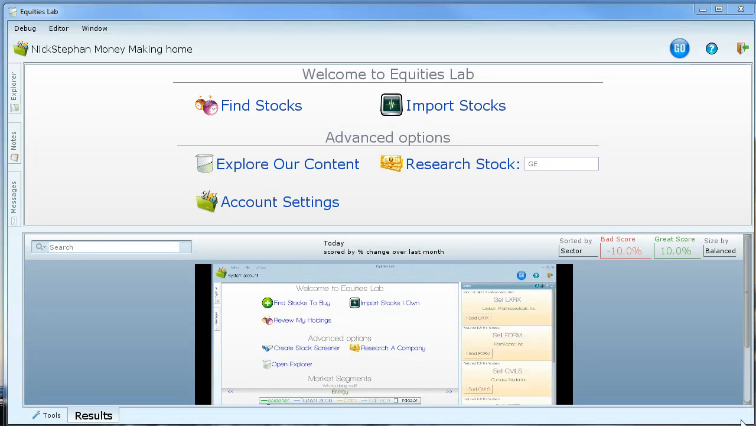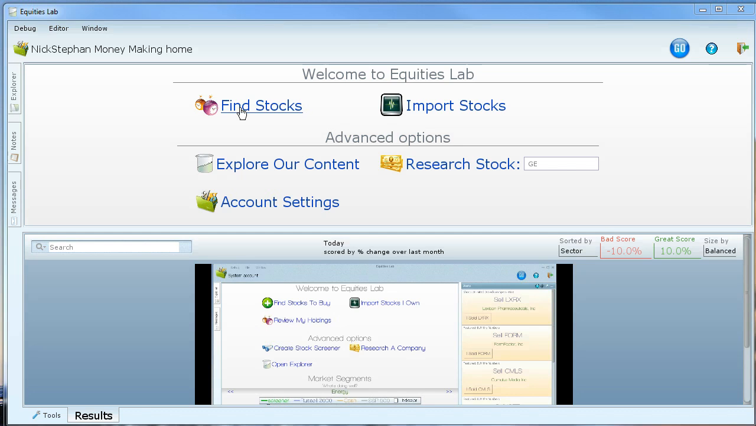Equities Lab is a next-generation stock market analytical software that provides investors with the resources and power they need to become a successful investor while providing users with high-quality buy or short suggestions. I'm going to give you a quick demo of our product to get you acclimated.